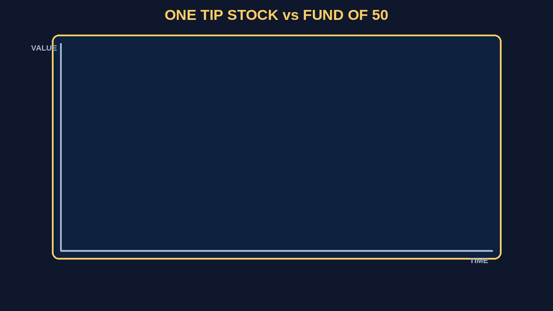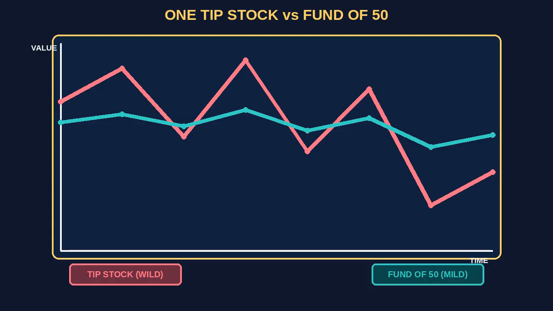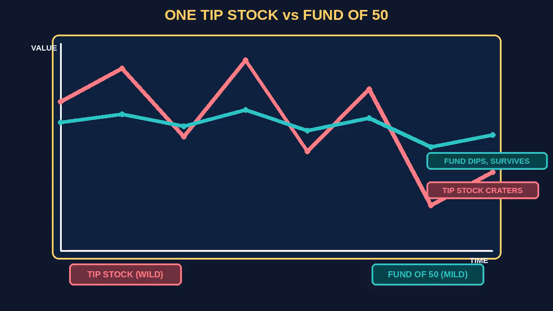A fund holds many securities, which reduces idiosyncratic single-stock drama versus one tip. In the same bad stretch, a tip stock can crater while a 50-stock fund takes a survivable dip. That contrast is the point of diversification, not a claim that funds cannot fall.